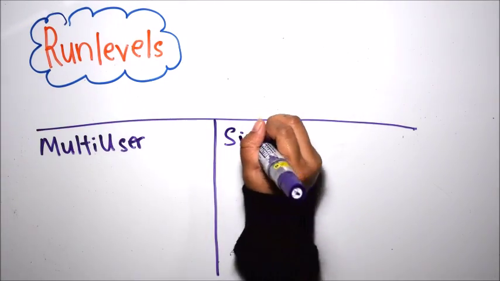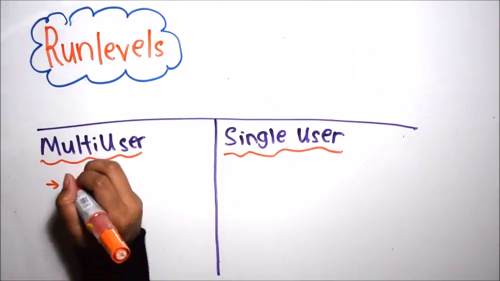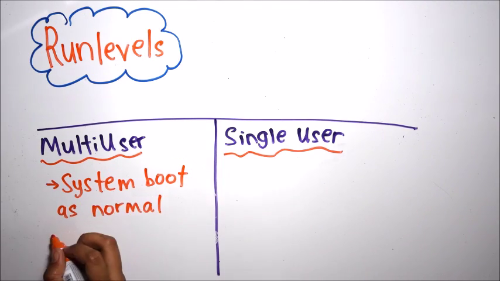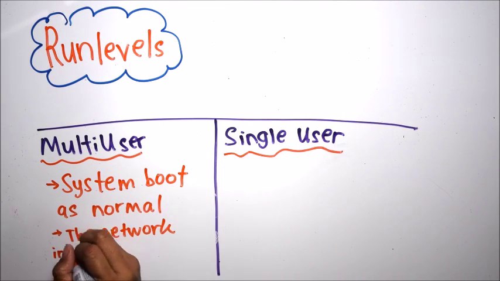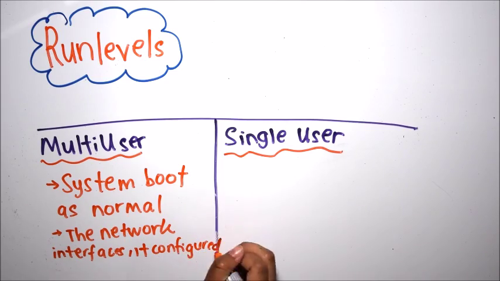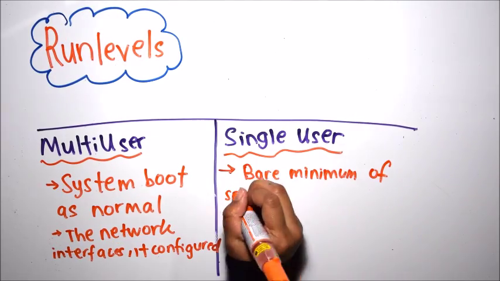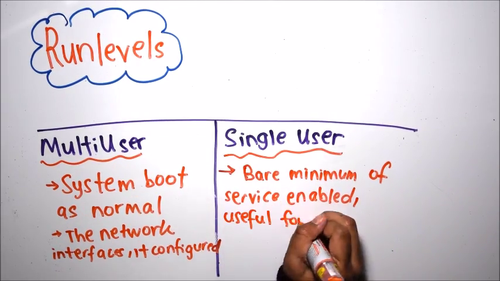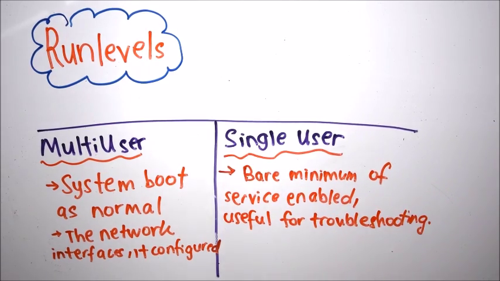The difference between multi-user and single user: for multi-user, the system boots as normal. The network interfaces configured are enabled. For single user, only the bare minimum of services is enabled. It is useful for troubleshooting.